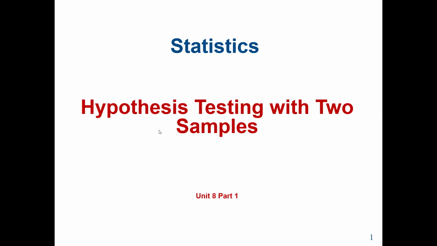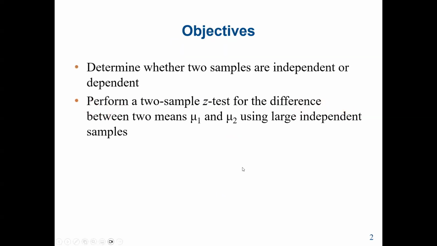Again, this lecture covers hypothesis testing with two samples, and we are going to use the z-test. In our next lectures, we are going to use the t-test. First, our main objective here is to determine whether two samples are independent or dependent. Also, we are going to perform two-sample z-tests for the difference between two means, that's mu1 and mu2, using a large independent sample. Using a large independent sample means our sample size should be 30 or more.